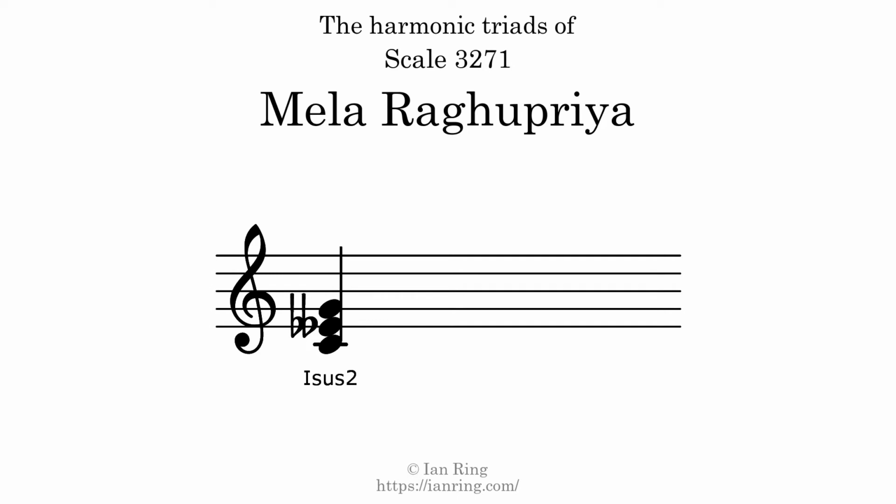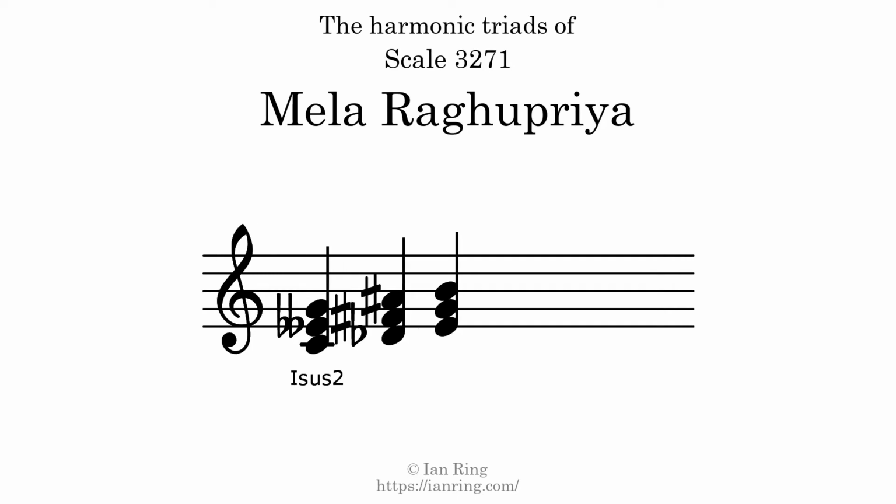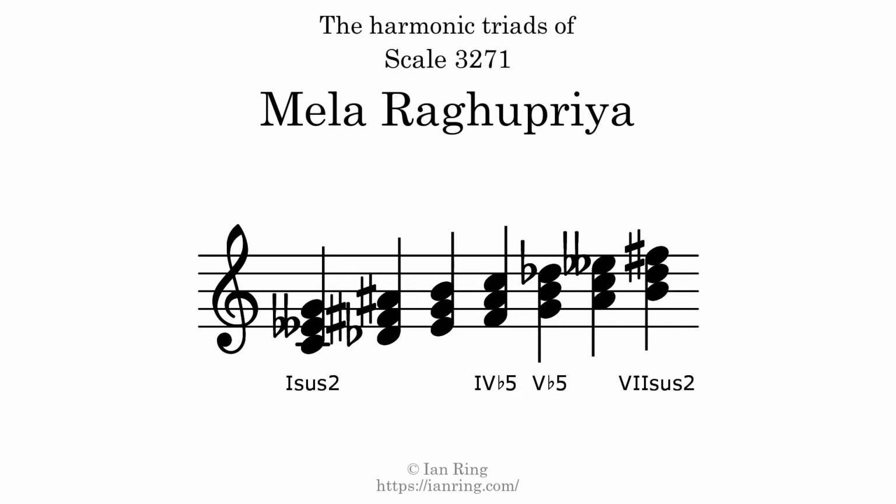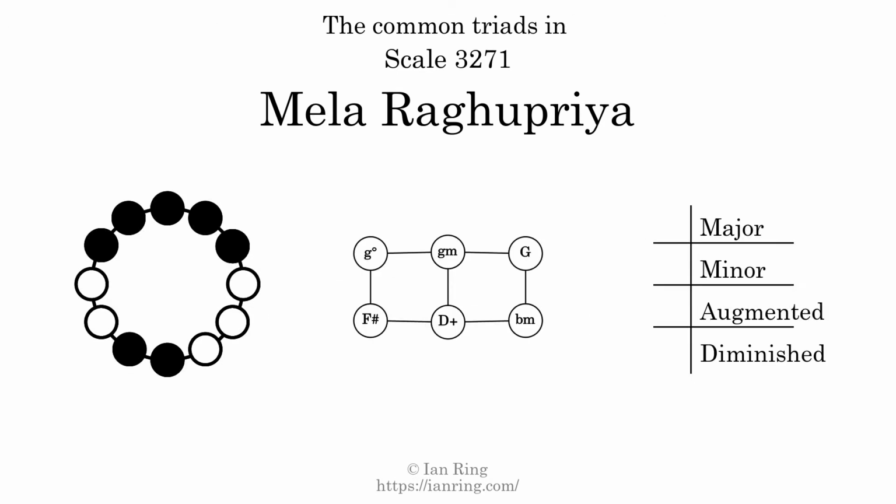sus2, unnamed, unnamed, major flat 5, major flat 5, unnamed, sus2. Here are the common triads present in this scale. The diagram in the center is a graph of parsimonious voice leading between triads.